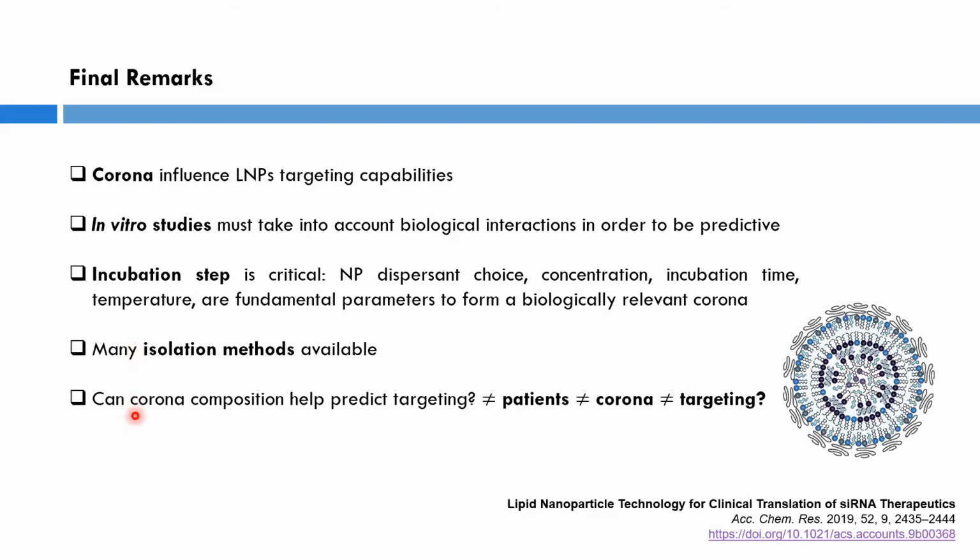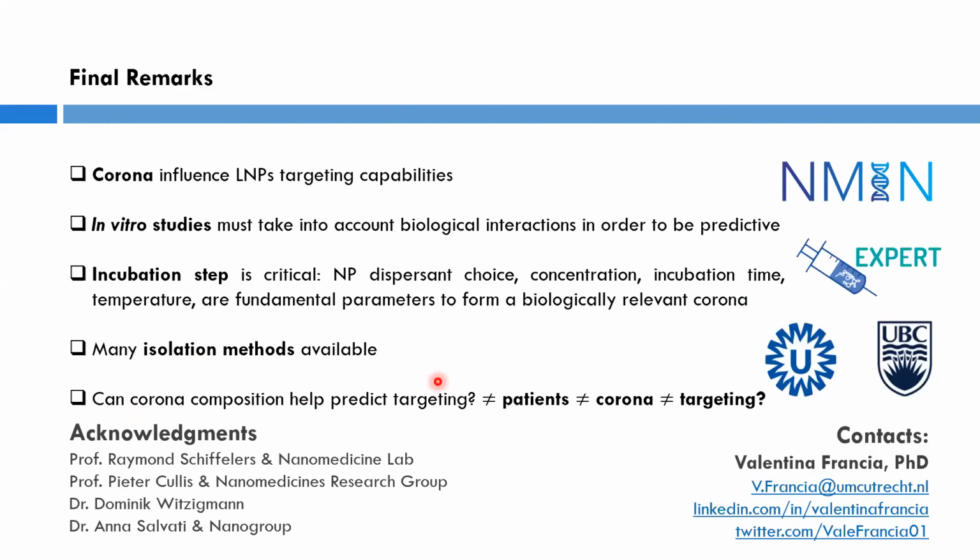And to conclude, the next step will be determining whether the composition can help us predict targeting in a personalized way. So can these differences in the corona composition that we can see in different samples help us predict how to design better nanomedicine? And with this, I want to thank you for your attention.